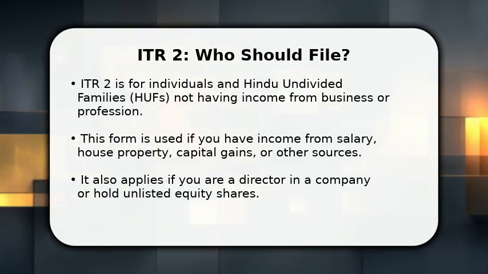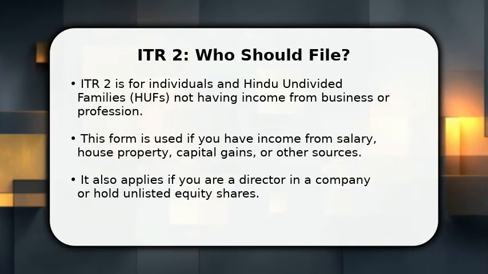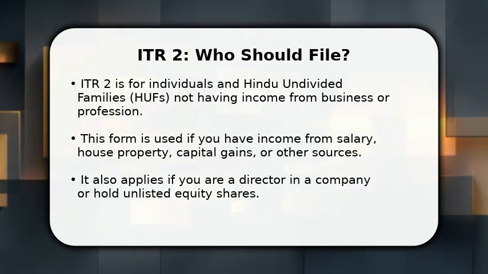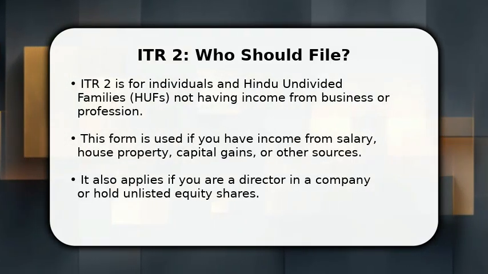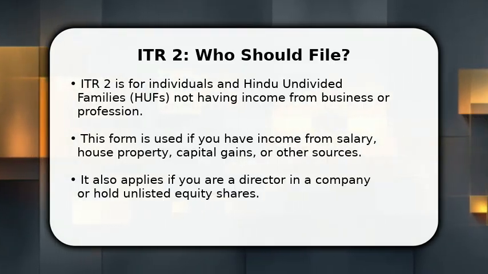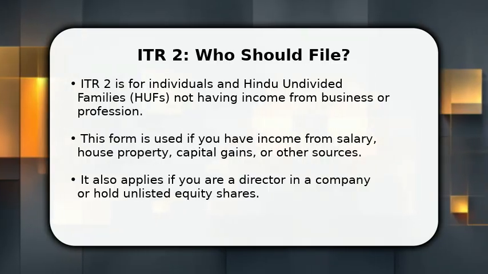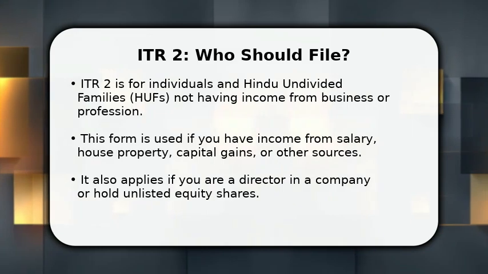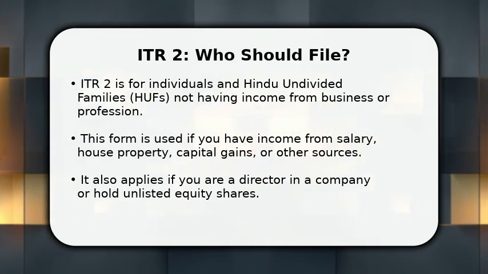ITR 2 is designed for individuals and Hindu undivided families who do not have income from a business or profession. This includes those with income from salary, multiple house properties, capital gains, or other sources. It's also for individuals who are directors in a company or hold unlisted equity shares.